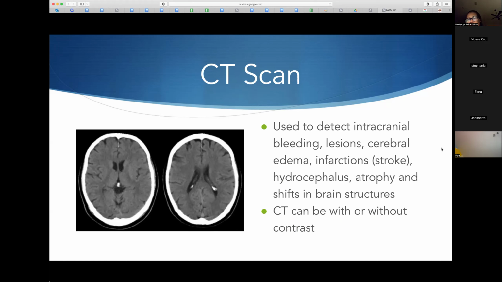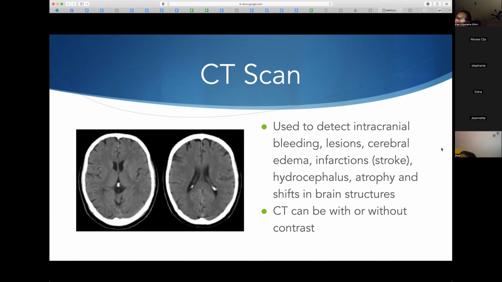It's used to detect intracranial bleeding, lesions, cerebral edema, which we're going to learn about. That deals with increased ICP. Infarctions like stroke, hydrocephalus, which also deals with increased ICP. Write that down, increased ICP, cerebral edema, hydrocephalus. Okay, we're going to learn about those things.